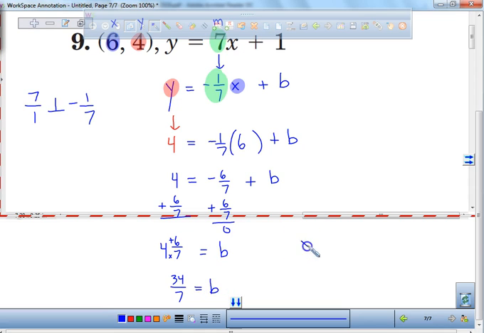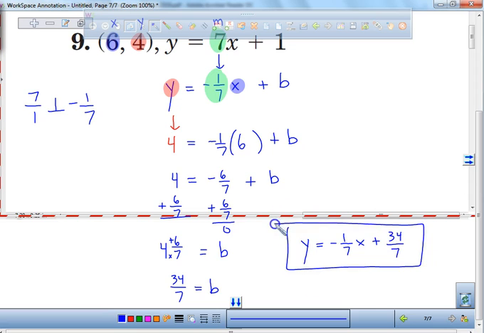Oh, I'm sorry. So here's my final equation: y equals negative 1/7 x plus 34 over 7. And what should this equation pass through? It should pass through the ordered pair what? 6 and a 4. Now write that down.